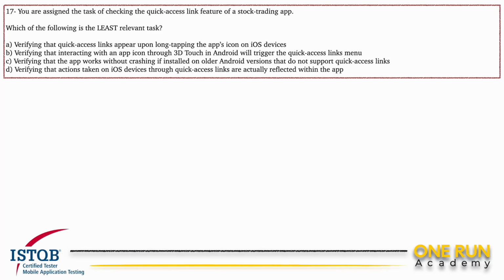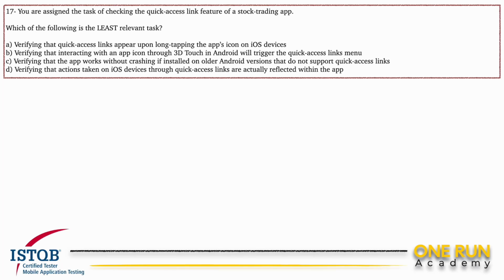A. Verifying that quick access links appear upon long tapping the app's icon on iOS devices. B. Verifying that interacting with an app icon through 3D Touch in Android will trigger the quick access links menu. C. Verifying that the app works without crashing if installed on older Android versions that do not support quick access links. D. Verifying that actions taken on iOS devices through quick access links are actually reflected within the app.